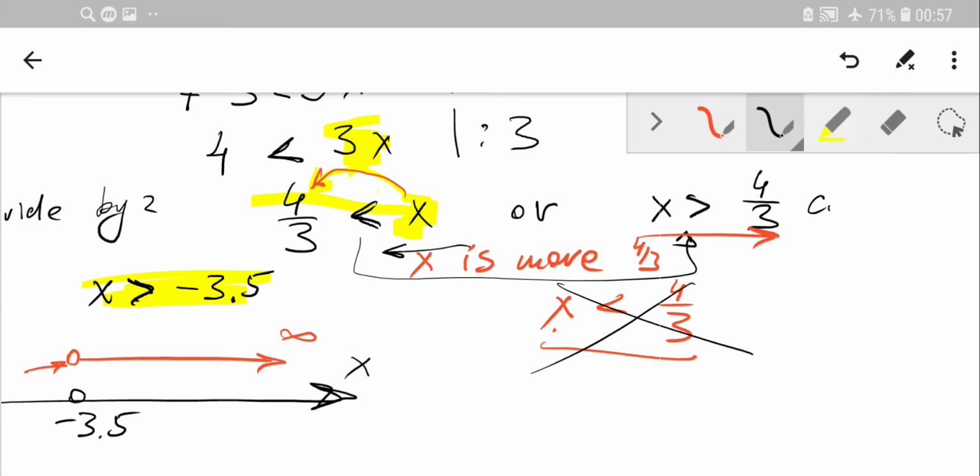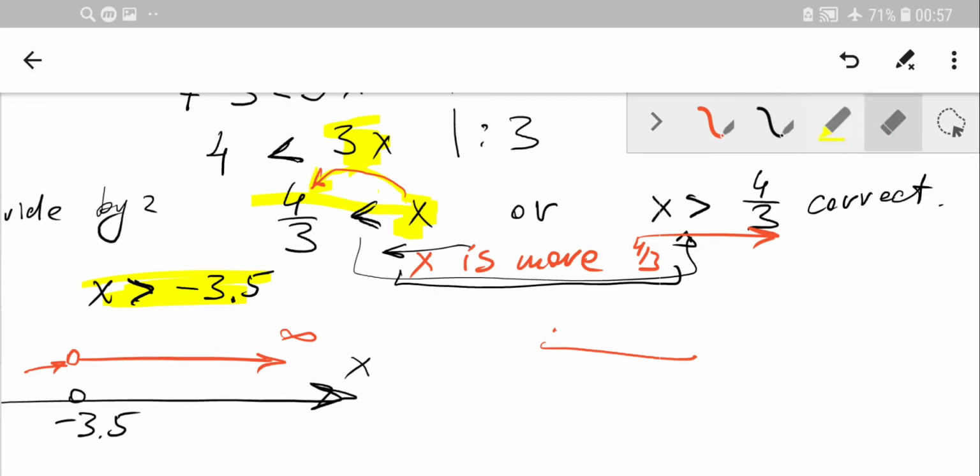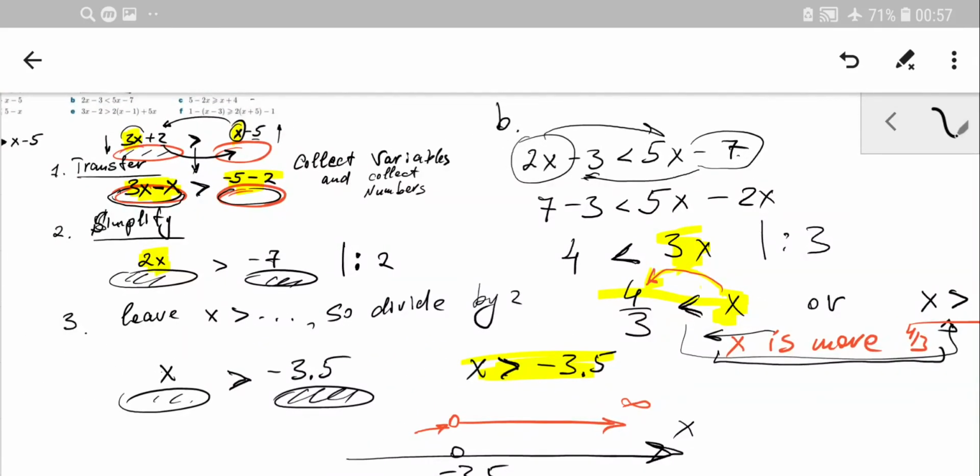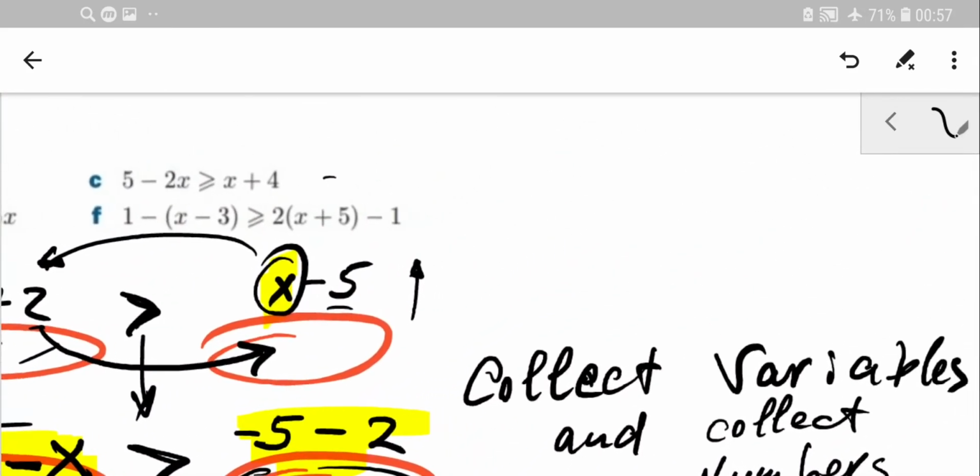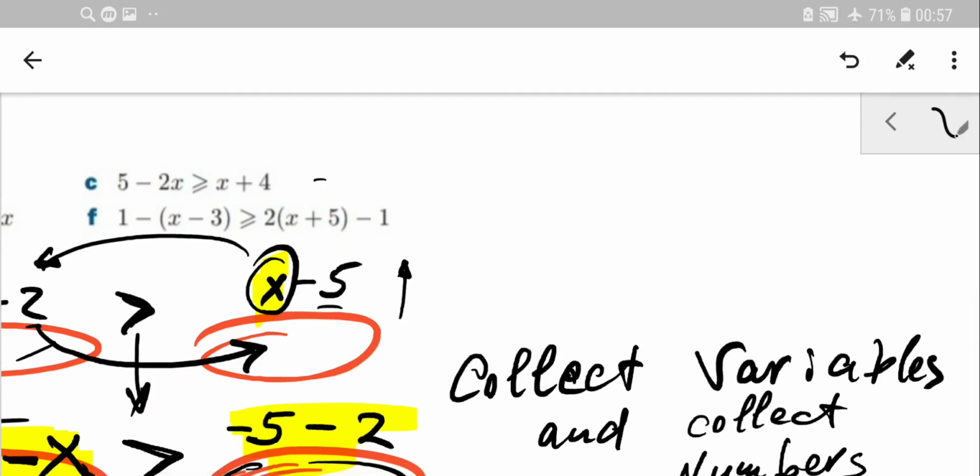The correct answer is here. So you just rewrite as if your meaning is still the same. So that's why x is more than 4 over 3. All right? I hope you got it. So that's the answer. Next one, C. I'll do it quick here.